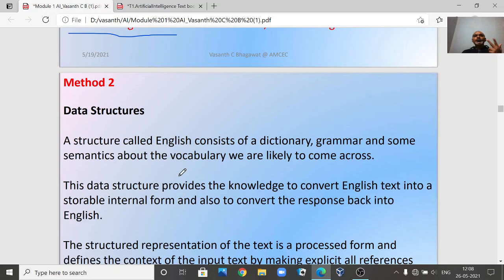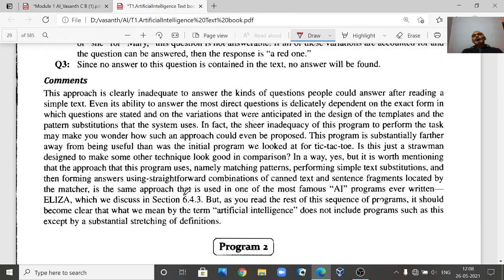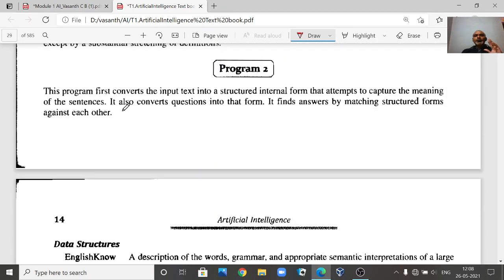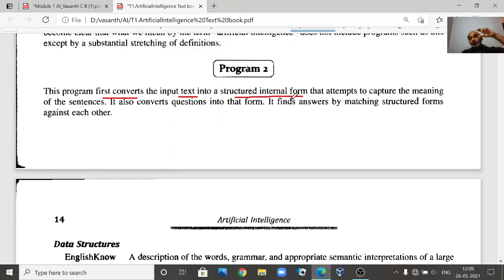Now there is another approach to overcome this. We'll go for another approach. What does this approach say? Here we are going to use the concept of English grammar. This particular program, the second approach, converts the input text into structured form. Your paragraph is converted into some type of structural representation, such that you can extract some meaning from the sentences. It also converts the question into that form.